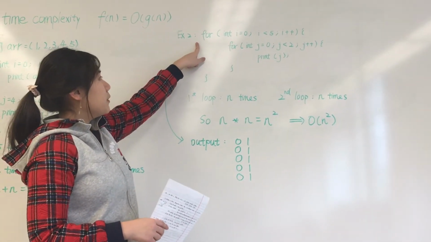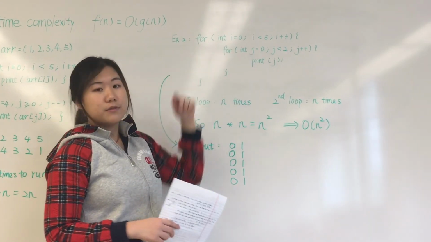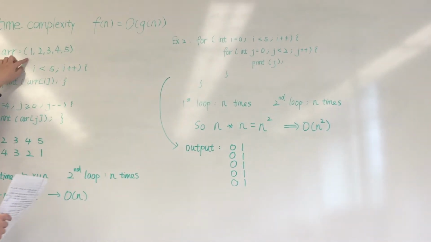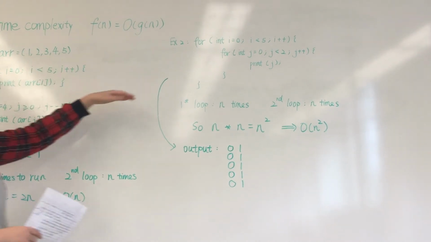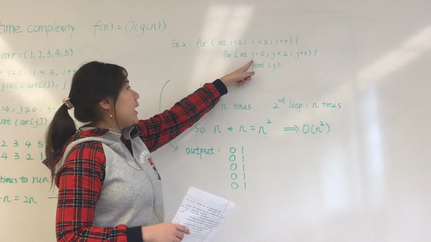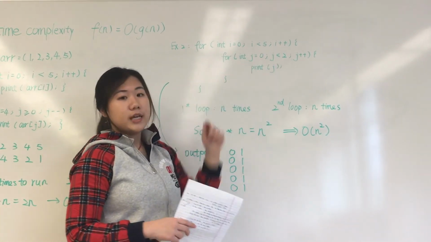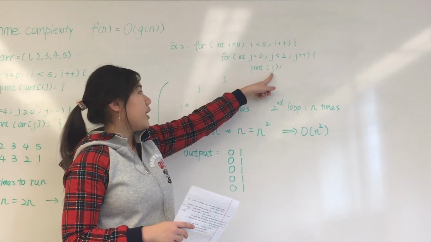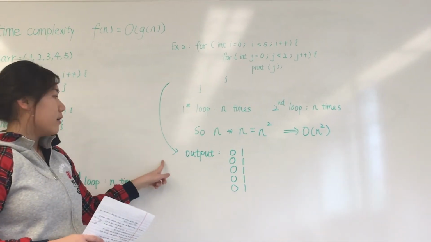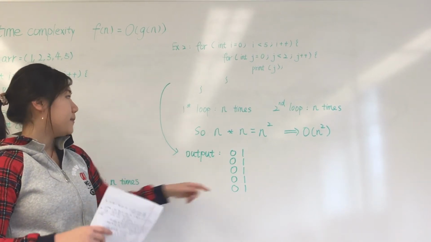So first, in this for loop, we also start from i equals 0 to i equals 4. So we loop through each element in this array. And then inside this for loop, we have a nested for loop that takes j equals 0 and then goes to j equals 1, and we print out j. So the output of this algorithm will be 0, 1, 0, 1. So print out 0, 1, 5 times.